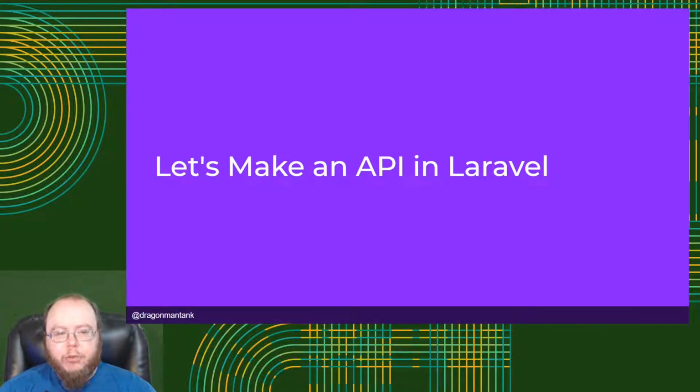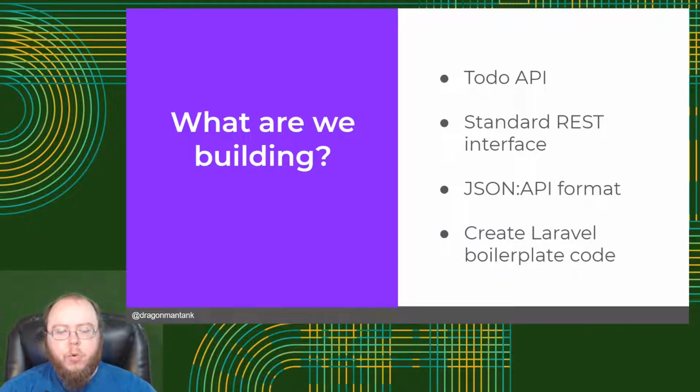So let's go ahead and go through the process and make a very quick API in Laravel to see how this whole process gets put together. So we're going to build a very small to-do app, by no means exhaustive, but we're going to assume that it's a standard REST interface. For this, I think REST works fairly well. And we're going to use the JSON API format for all the output stuff. And hopefully what we have at the end of this is all of the Laravel boilerplate code that we need to get this working.